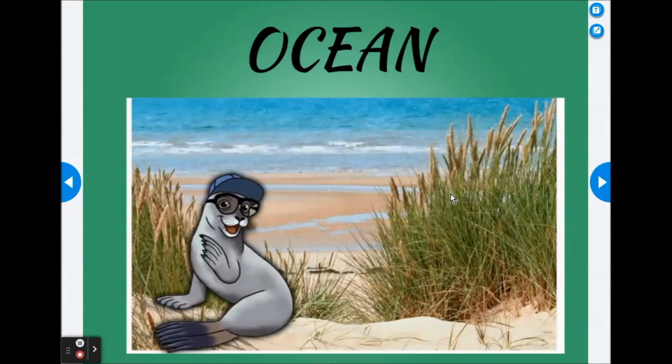What do we call this part? The sandy or rocky place where the ocean crashes onto the land. The beach. Good job.